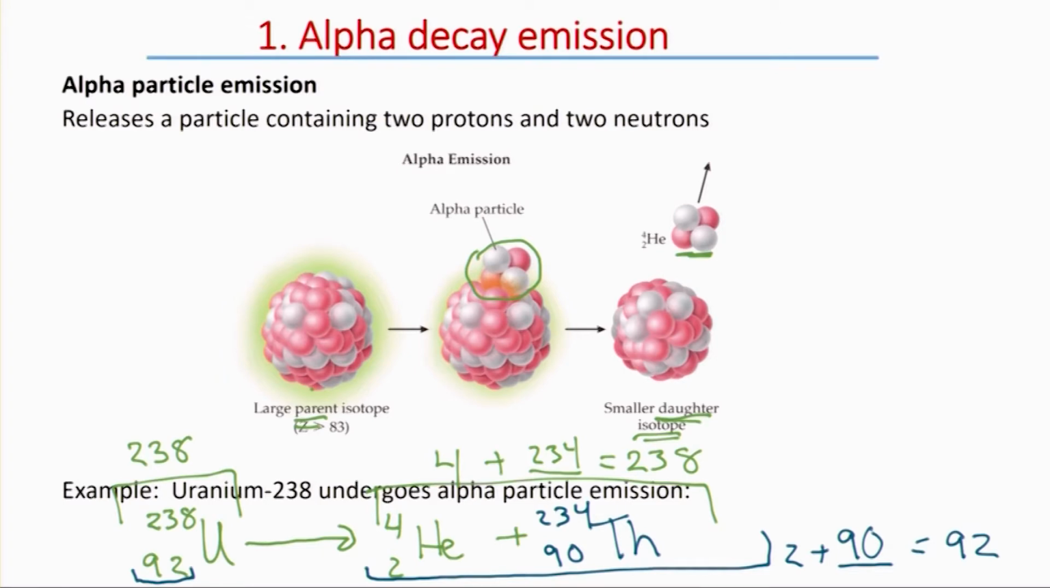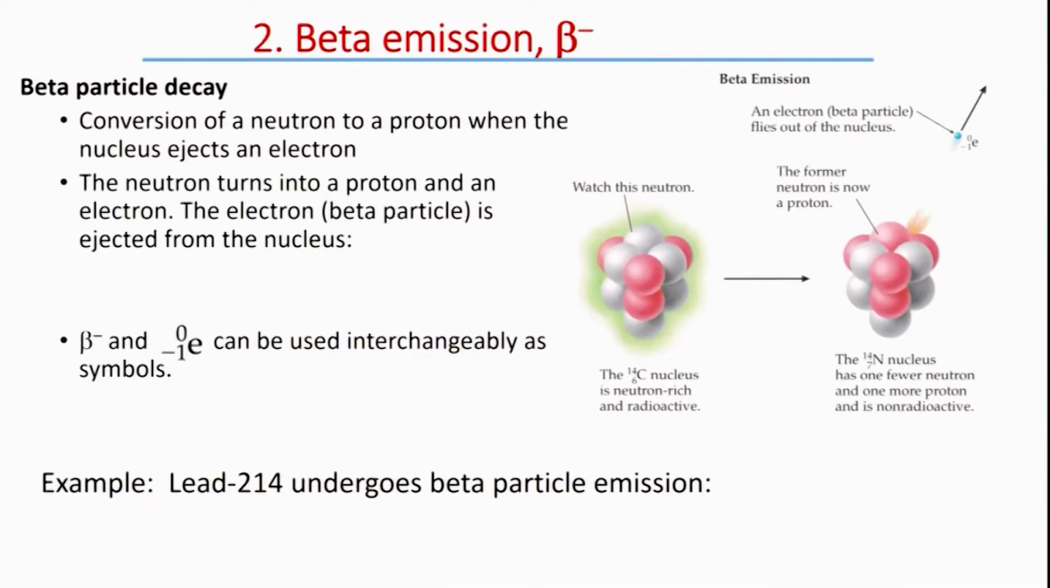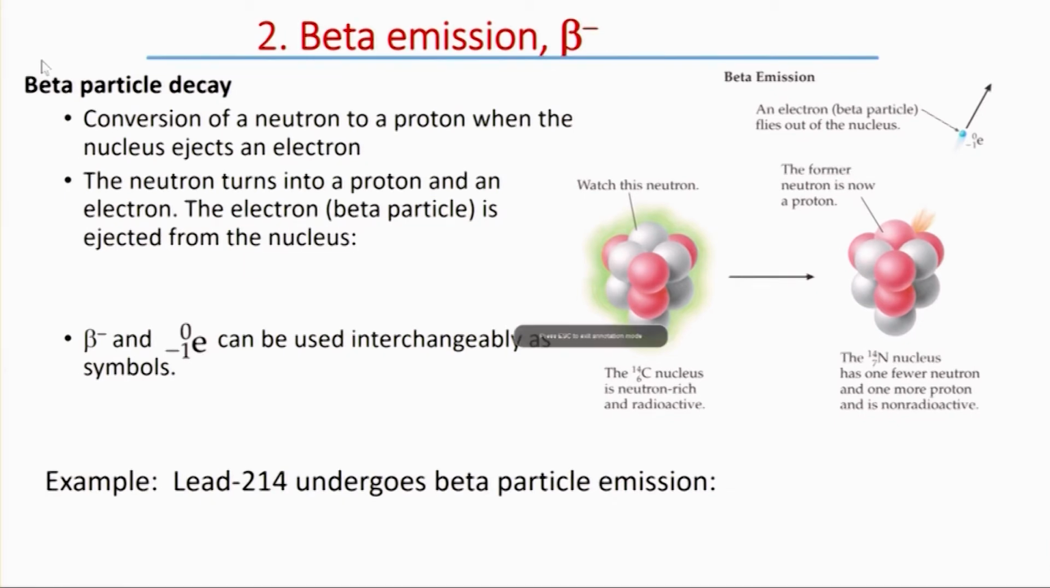The second one that we're going to go after is the beta emission. All right, so here's this beta particle that we need to talk about here. This is when you have a neutron in the nucleus and it gets converted to a proton. And in the process of that conversion, an electron is actually produced. When that neutron converts to a proton, it makes an electron as well, and then the electron leaves.